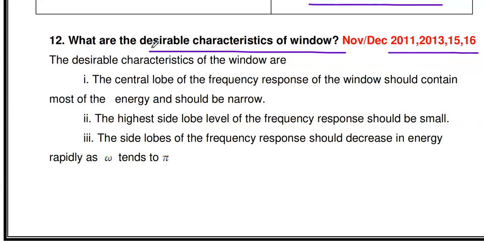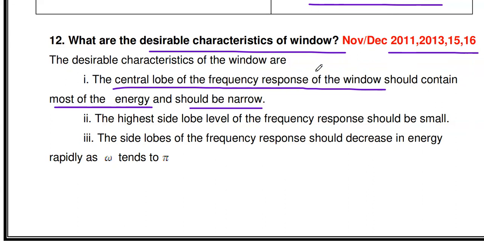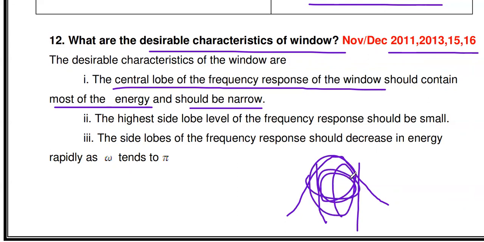So generally, what are the desirable characteristics of a window? The central lobe of the frequency response of the window should contain most of the energy, and it should be narrow. If you take the frequency response of the window function, in the center frequency most of the energy is available.